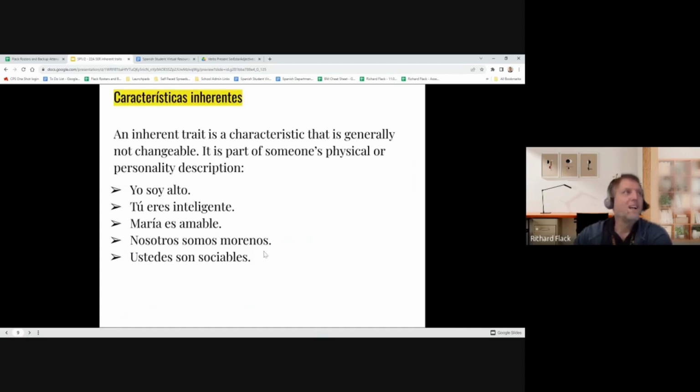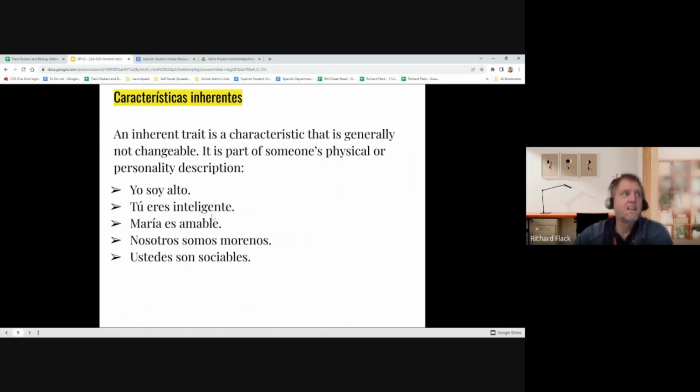Okay, so what is an inherent characteristic? The list of items that we had on our handout are inherent characteristics. They're traits that are generally not changeable. They're part of someone's physical or personality description. Yo soy alto, right? So I could get in a horrible accident and lose my legs, and then I wouldn't be tall anymore. But generally, a tall person is a tall person. It's not going to change.